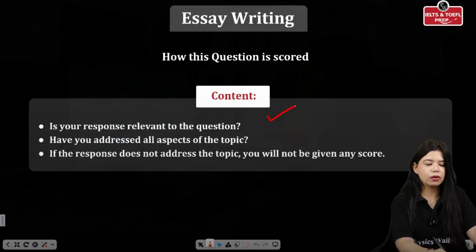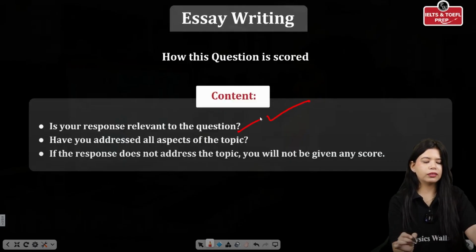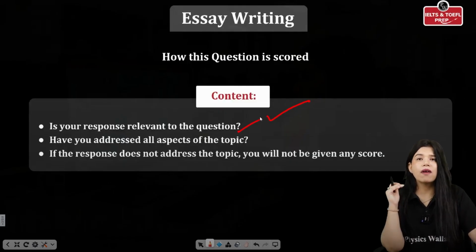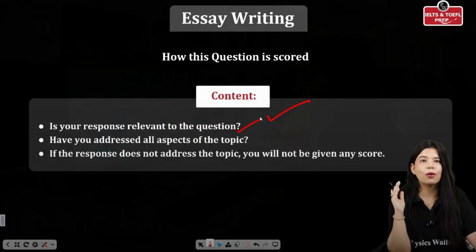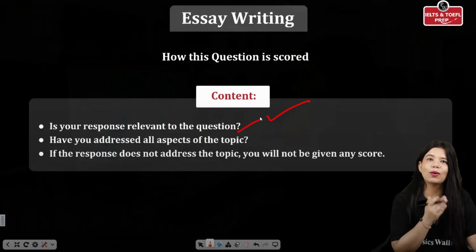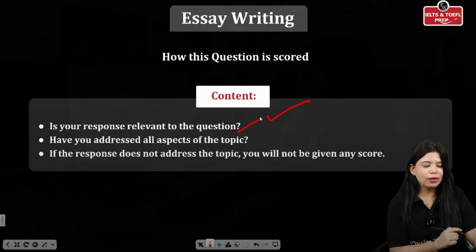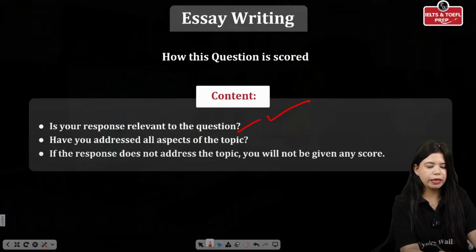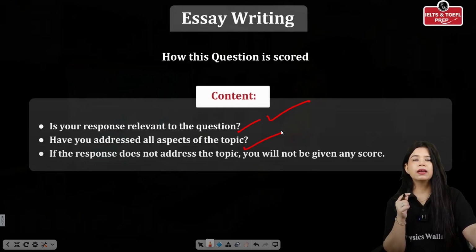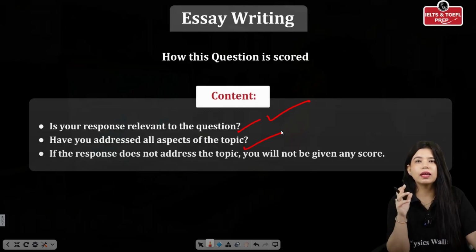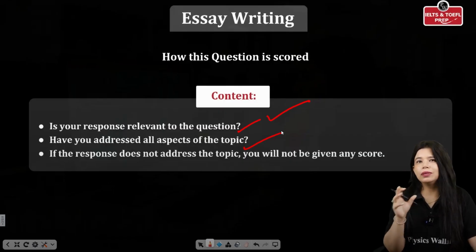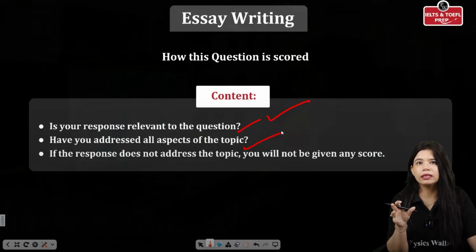So you will be scored on content. That means, is your response relevant to the question? Relevance is of utmost importance. If they are talking about noise pollution, you cannot talk about air pollution in your essay. That's relevance. They will also see, have you addressed all aspects of the topic? So sometimes two questions are asked, or sometimes there's a comparison between two aspects. Are you dealing with all the aspects written in the question?